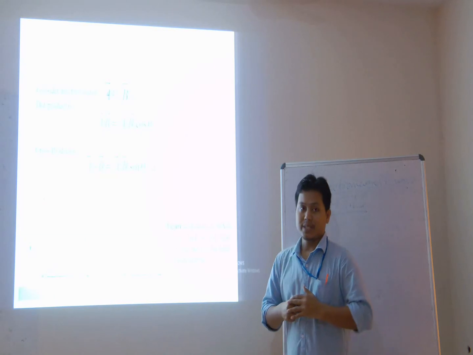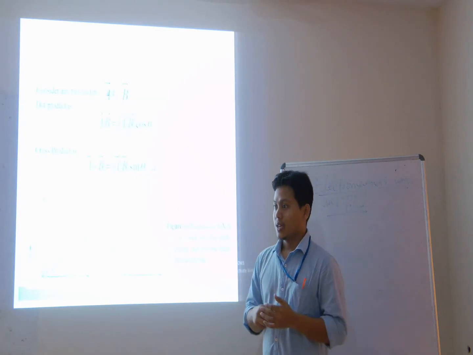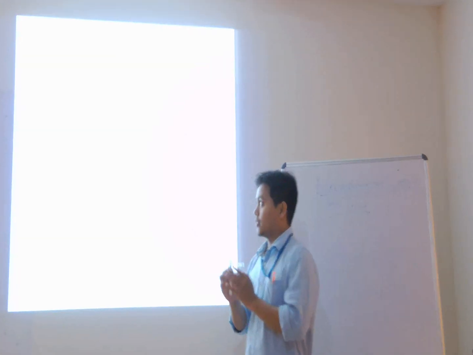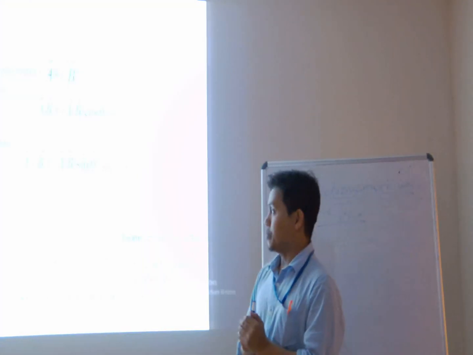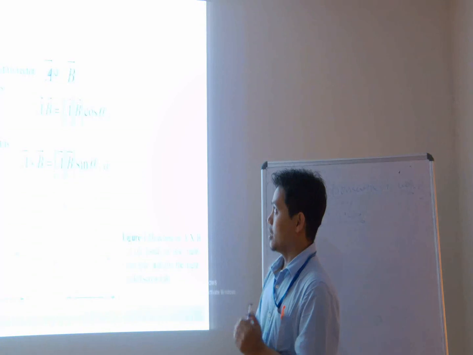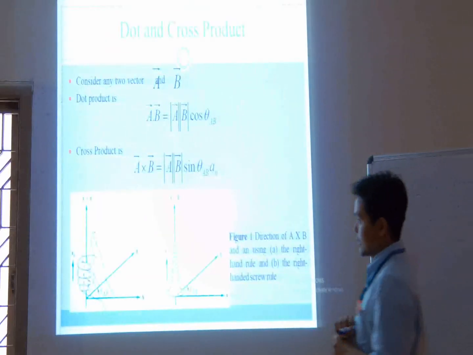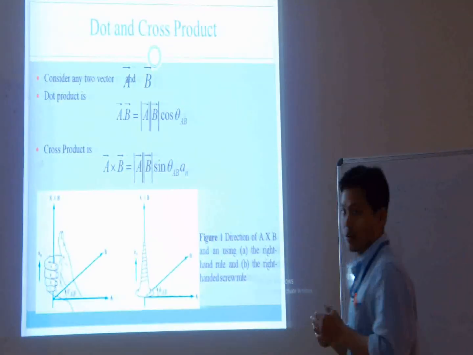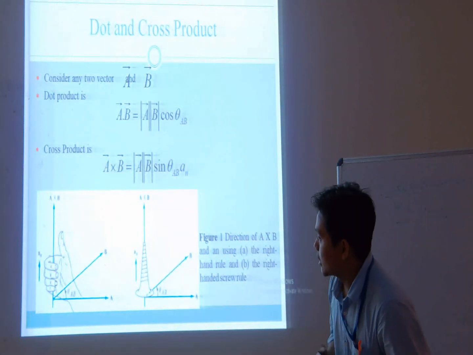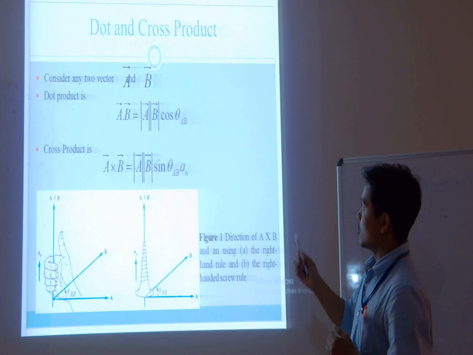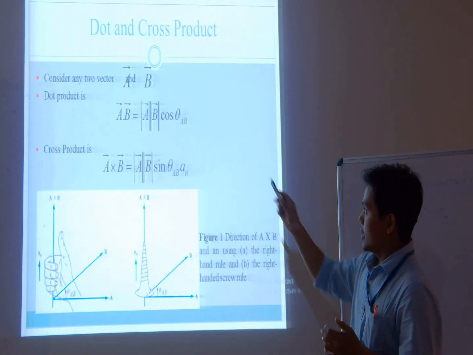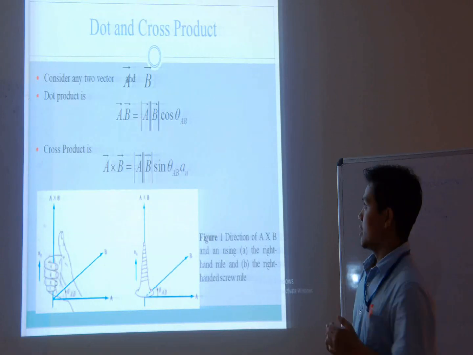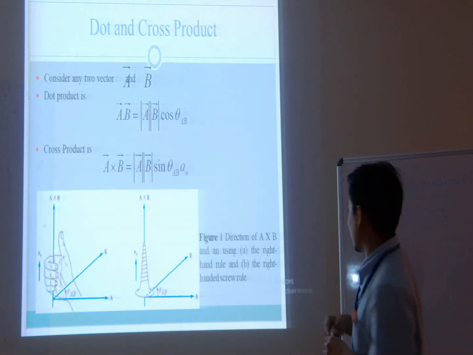Dot product is basically nothing but a scalar product. The scalar product gives only the scalar of the two vectors A and B. So consider here that A and B are connected with angle theta AB. So here, dot product means A dot B equals modulus A times modulus B times cos theta AB.